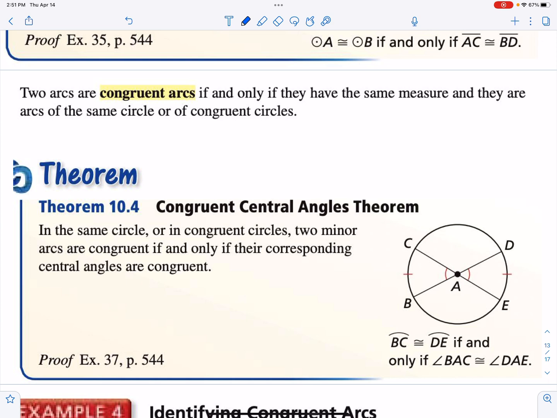So if we have these two diameters that are constructed, we know that the angles that are on the inside of these circles are congruent. That means the arcs that they form have to also be congruent and vice versa. So again, that's why you have this if and only if statement, because if these angles are congruent, then the arcs are congruent. And on the flip side of that, if the arcs are congruent, then we know these angles have to be congruent. So when you see this if and only if statement, it means these things are working both ways, not just one way.